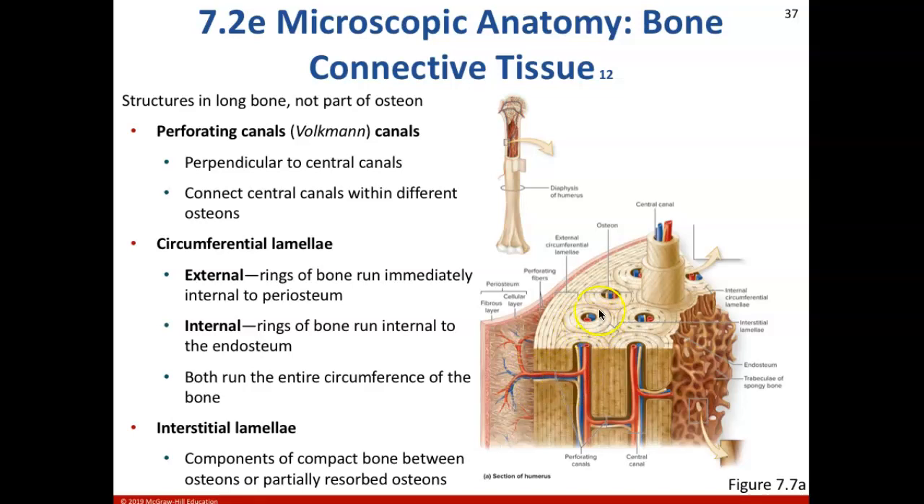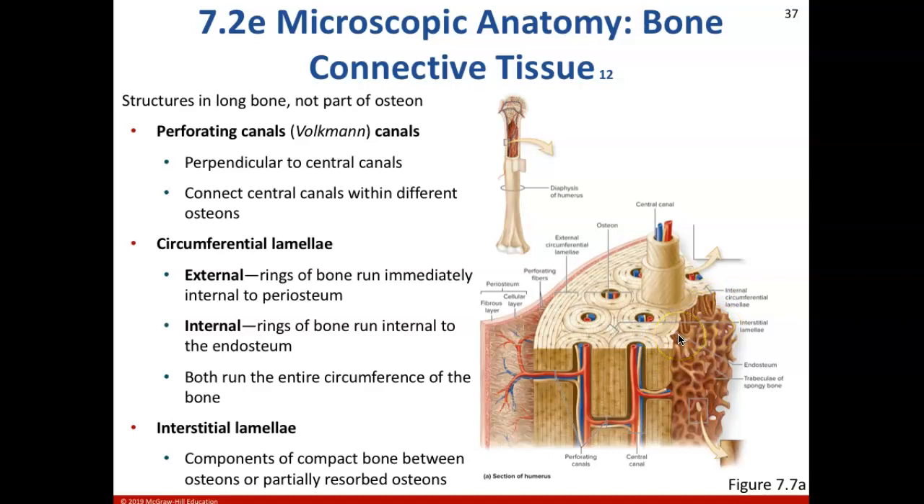Now, the concentric lamellae that we found in the osteon is not the only lamella that we have. We also have circumferential lamellae. So you could see this around the periphery of the actual diaphysis here. And we have an external one, which are the rings of the bone that run immediately internal to the periosteum. And we also have an internal circumferential lamellae. So these are going to be the rings of bone that run internal to the endosteum.